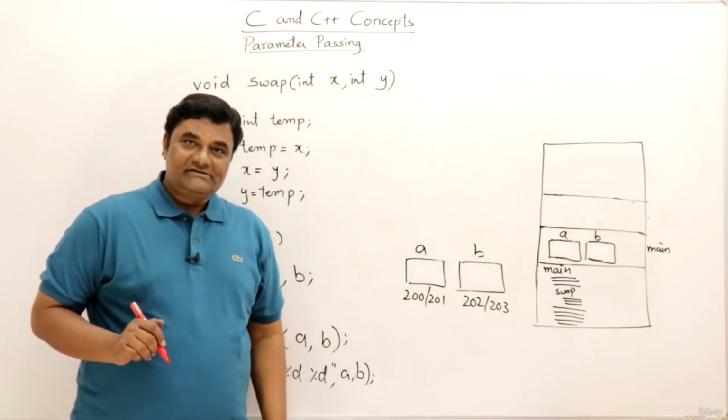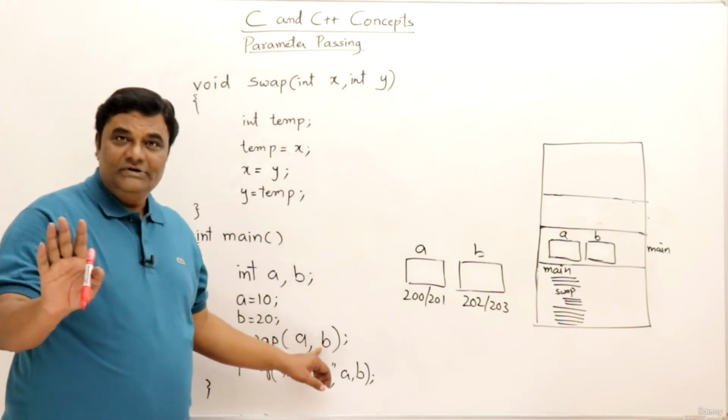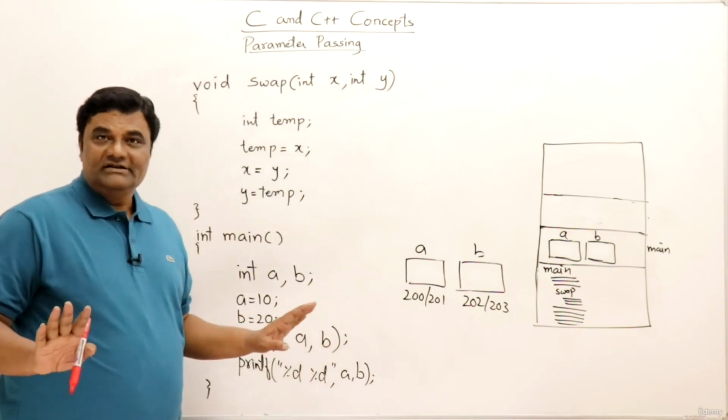How to make it call by reference? Let us see the changes. Here in actual parameters, don't do anything. And inside the body, don't do anything.